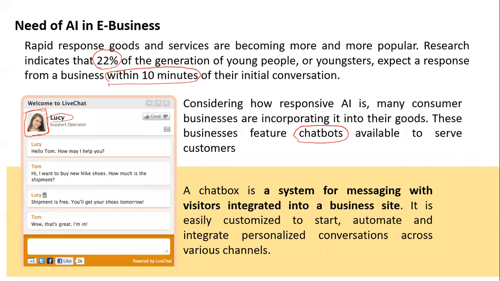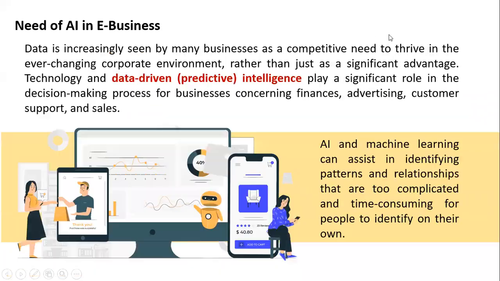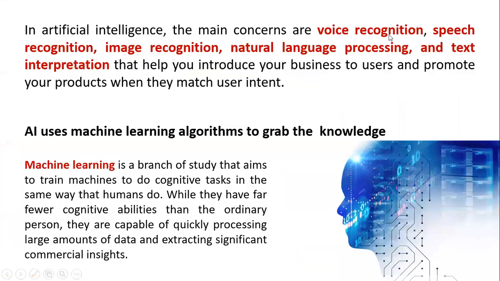So most of the businesses are now integrating chat boxes with their websites and Facebook pages. Right. So the main concerns of artificial intelligence are voice recognition, speech recognition, image recognition, natural language processing, and text interpretation. These are the things that AI applications study.